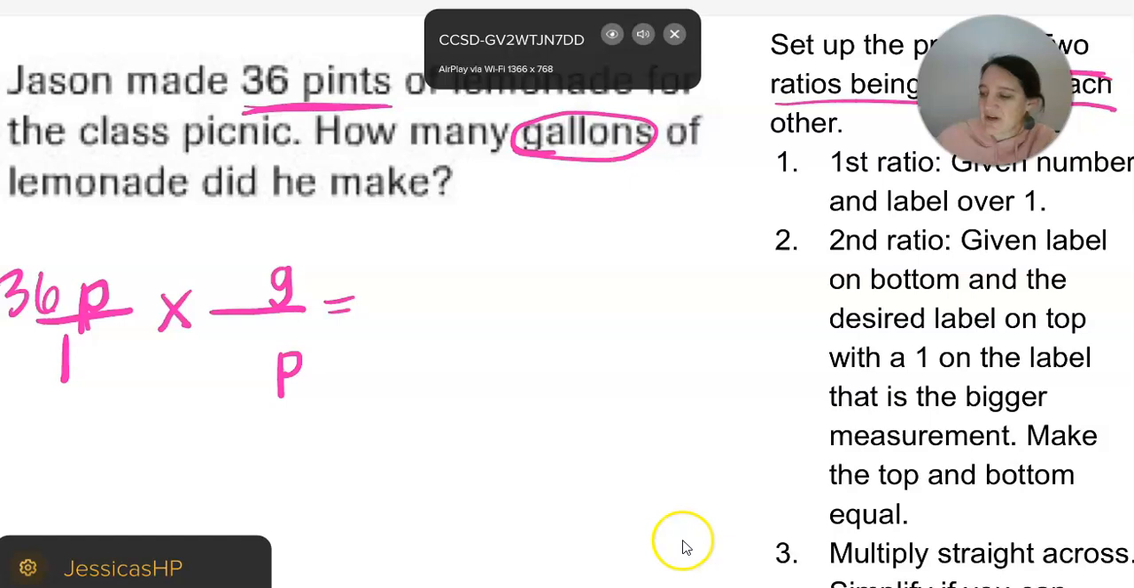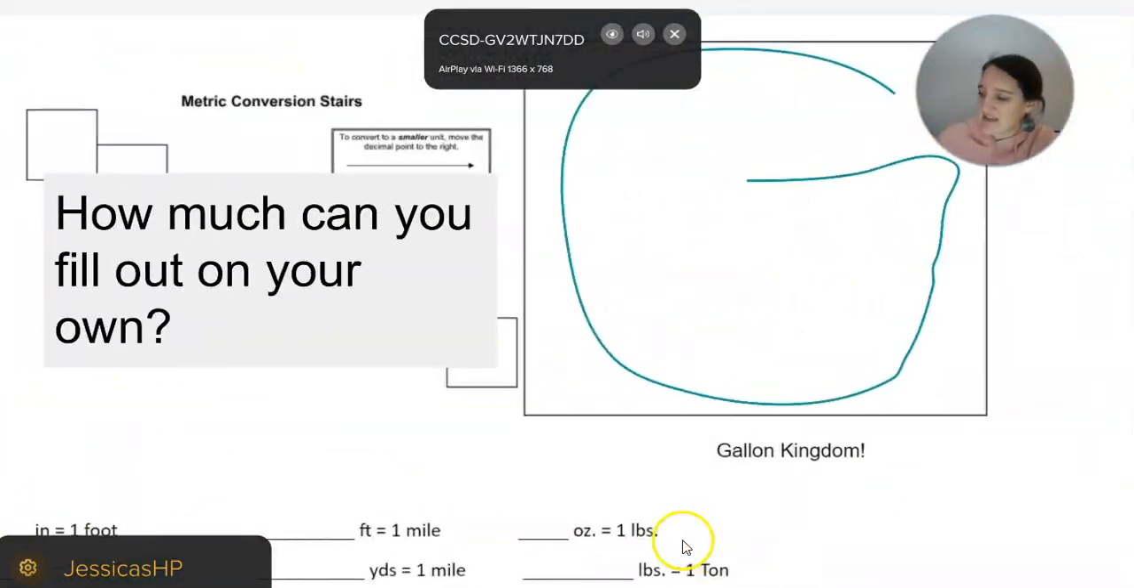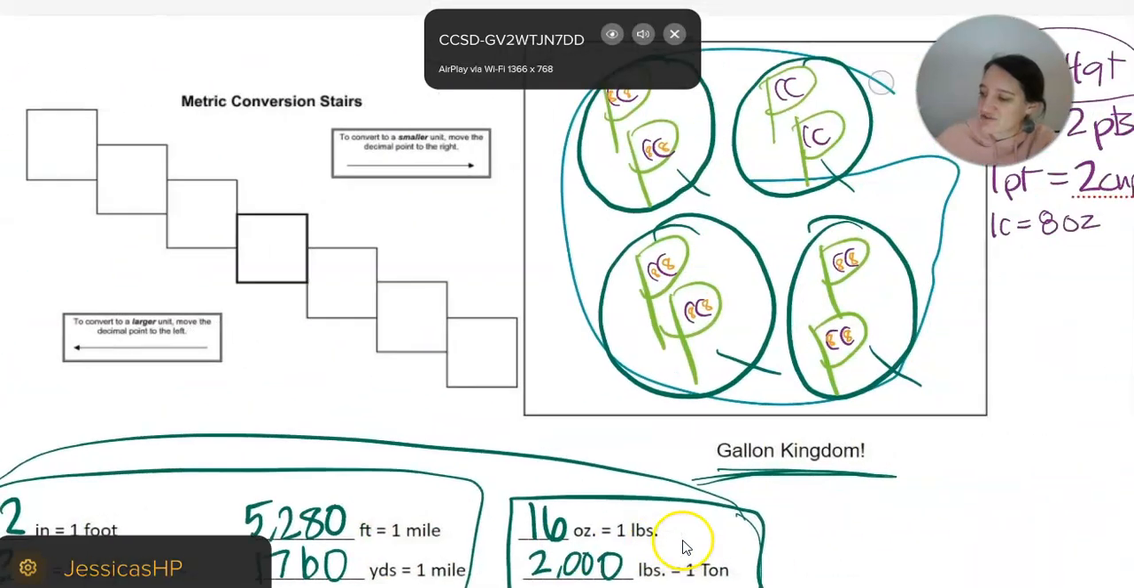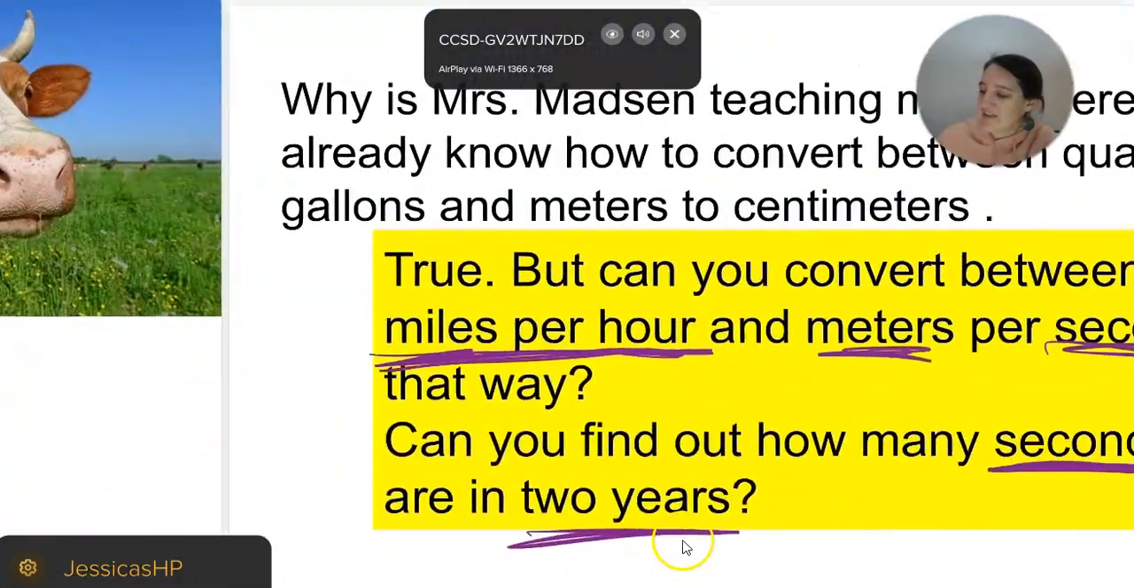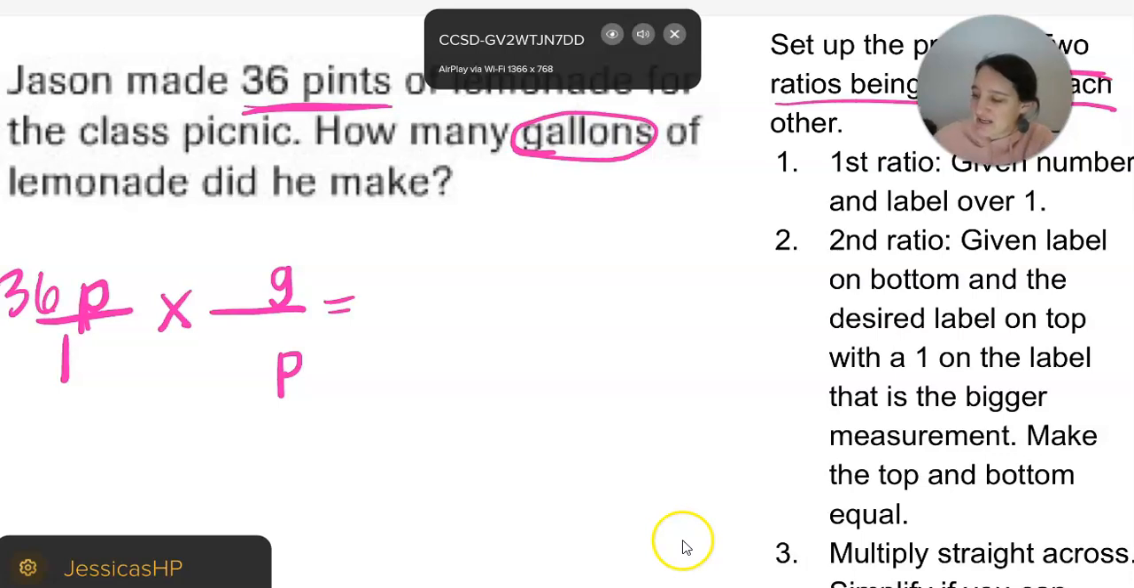Now, which one is bigger, a gallon or a pint? If we think of our kingdom of gallon, what letter was bigger, the G or the P? It was definitely the G. The G is definitely bigger than the P. So gallons are bigger than pints. So that means that gallons win. They get the number 1.